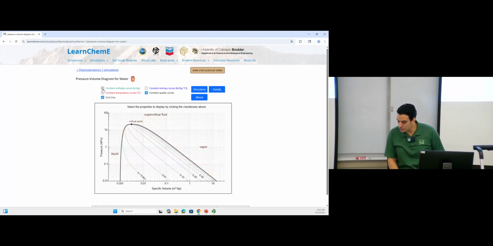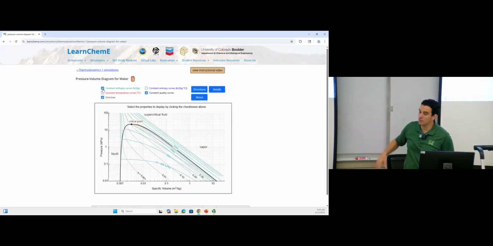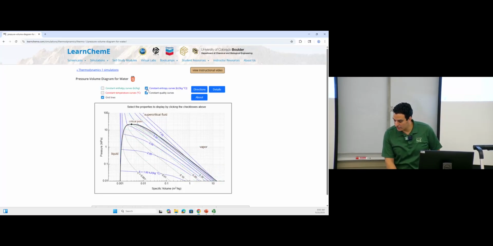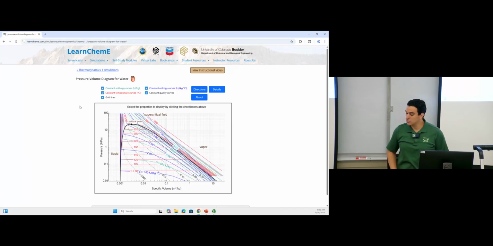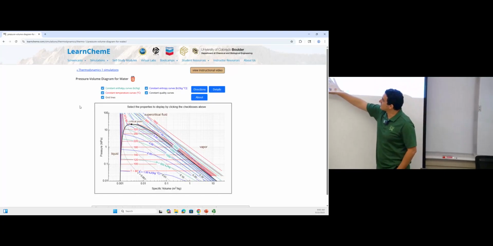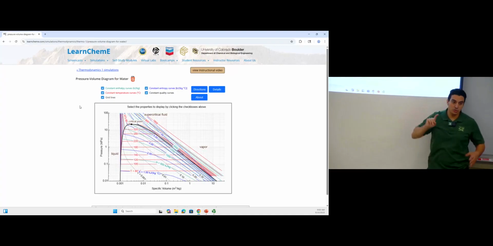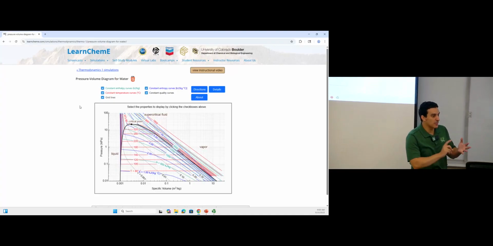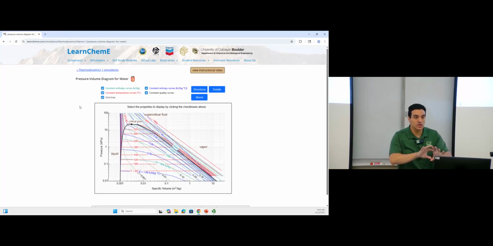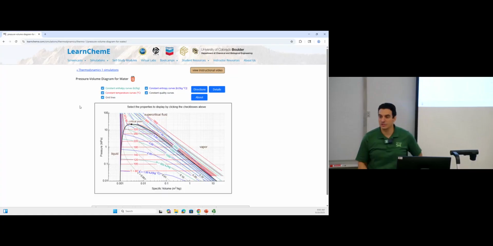And not only temperature, we can have lines that represent the enthalpy. So now each of these lines represents a certain enthalpy value. Also we can have values for the entropy. If you put all of these lines together, this will be everything we have. So this is a PV diagram. The y-axis is pressure, the x-axis is specific volume. But again, you can find information about temperature, enthalpy, and entropy, because there are lines that represent each of these properties.